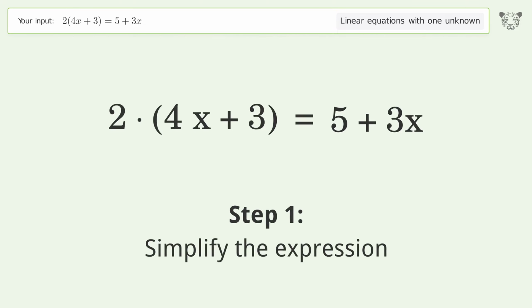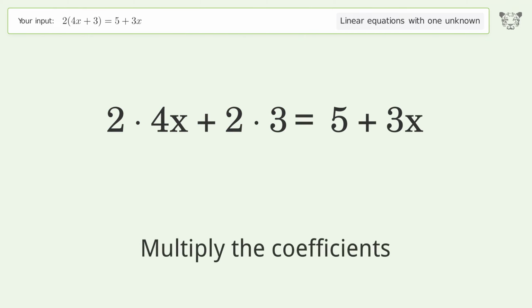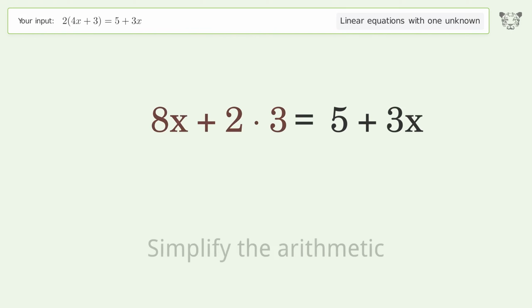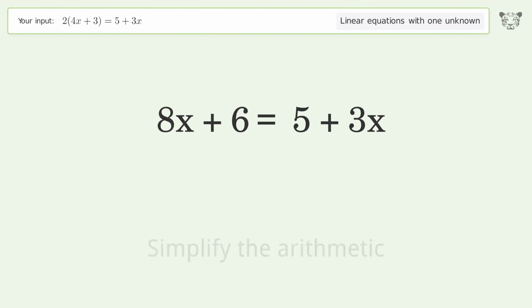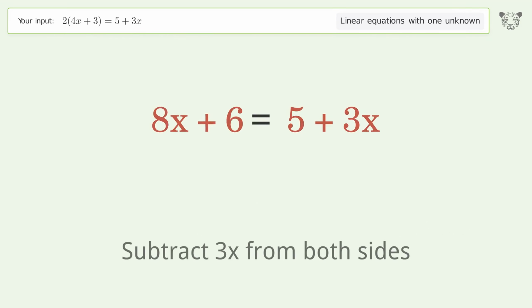Simplify the expression. Expand the parentheses. Multiply the coefficients. Simplify the arithmetic. Group all x terms on the left side of the equation. Subtract 3x from both sides.